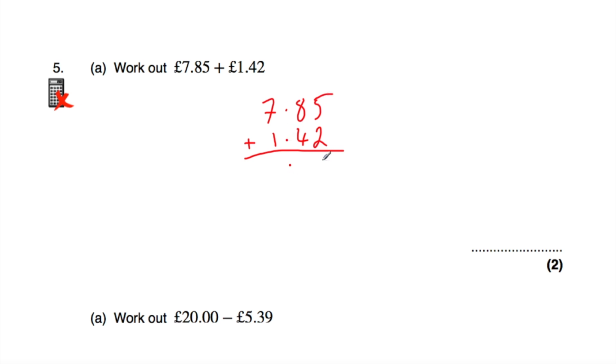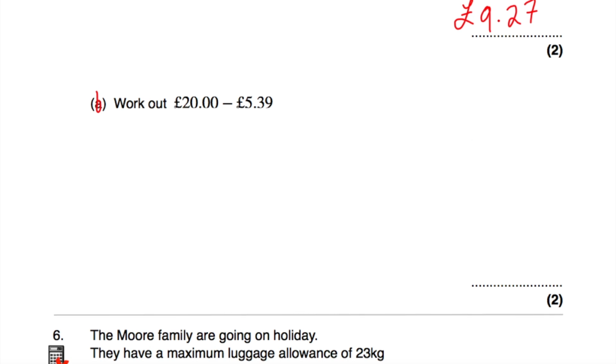Okay, let's add our numbers now. So 5 plus 2 is equal to 7. 8 plus 4 is equal to 12, so let's put a 2 down and carry our 1. And 7 plus 1 is equal to 8, plus another 1 is equal to 9. So our answer is £9.27. So £7.85 plus £1.42 is equal to £9.27. And that's it. Okay, let's have a look at part B. So part B says work out £20 subtract £5.39.